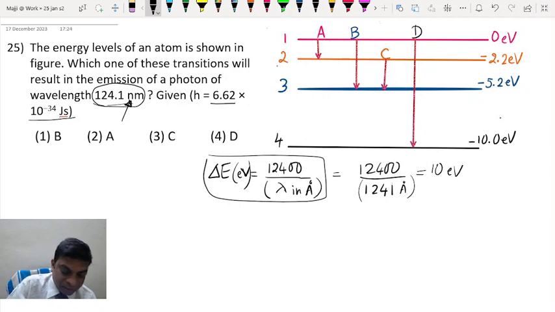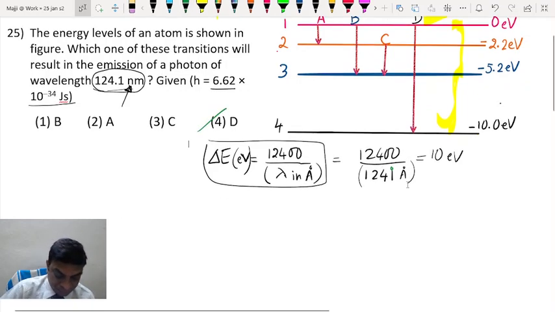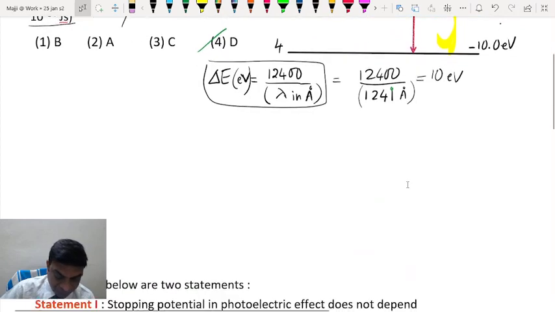Now you can very easily see which transition would correspond to 10 electron volts. So from 0 to minus 10, this transition, that is D, will correspond to the required transition. So D is the correct answer. So I hope that is clear. Moving on to the next question.